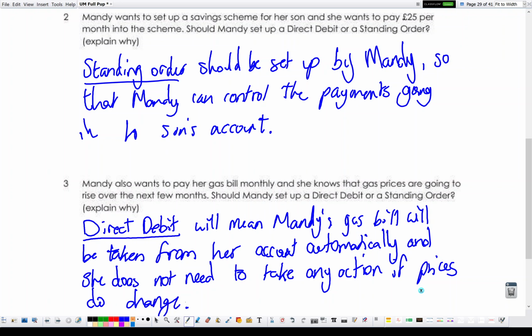Fortunately, most of it is an increase, but yeah, so a standing order is really for something you would set up between families. So Mandy would set up a standing order for a savings scheme for her son, but if she's setting up a monthly payment to a gas company, that would be a direct debit.